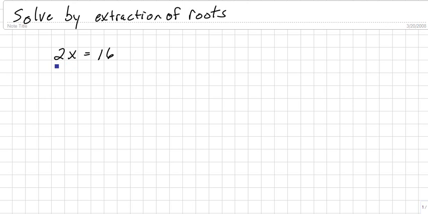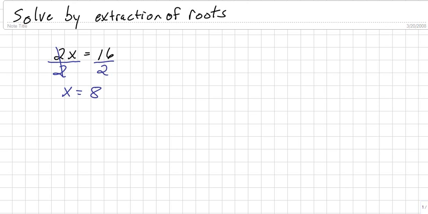In order to do that, we need to do an equal but opposite operation. So the equal and opposite operation of multiplying x by 2 is dividing it by 2. Whatever we do to one side, we've got to do to the other side of the equation. These two cancel out to 1, so we're left with a value of x equals 8.